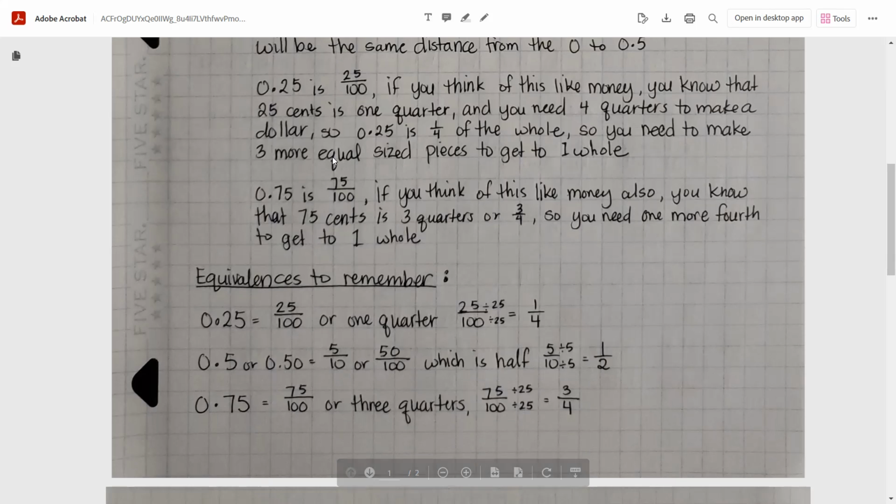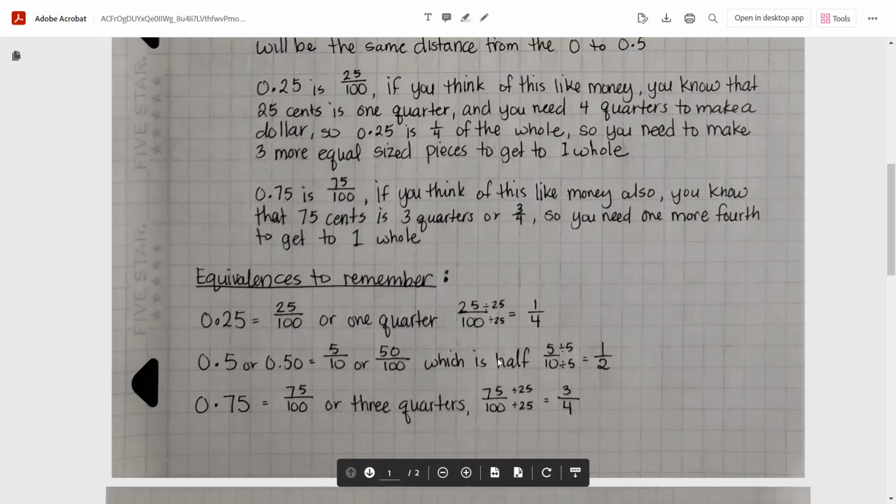Now, here are some important equivalences for you to remember. 0.25 is the same thing as saying 25 out of 100 or 1/4. Why do we know this? Because we can do 25 over 100 and divide the numerator and denominator by 25. So 25 divided by 25 is 1. 100 divided by 25, think of it like quarters. 100 cents divided into quarters is going to be 4 quarters.